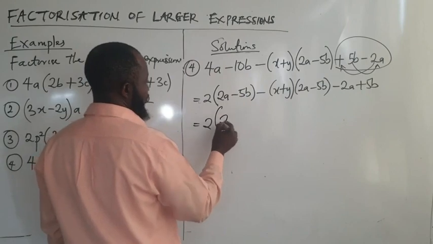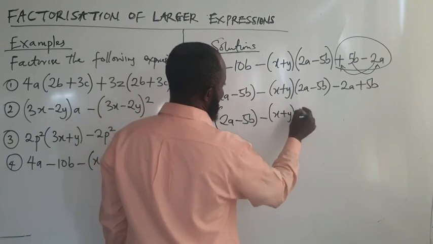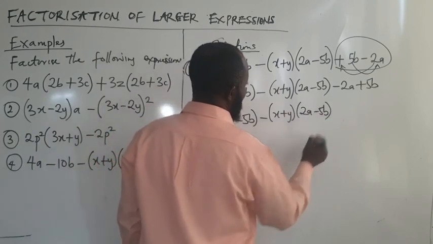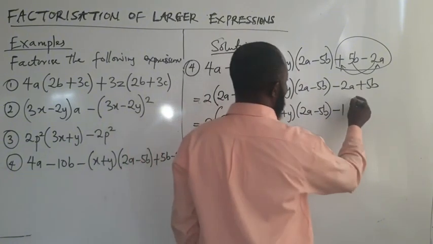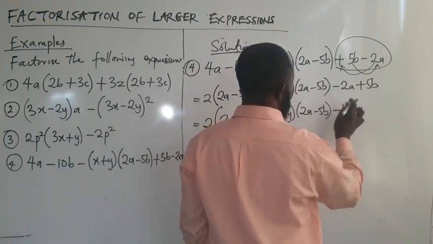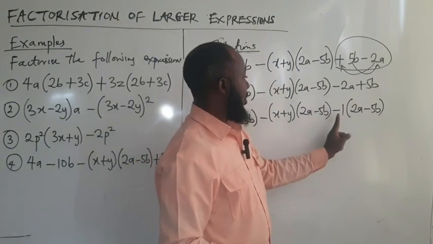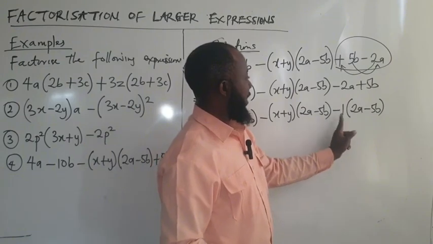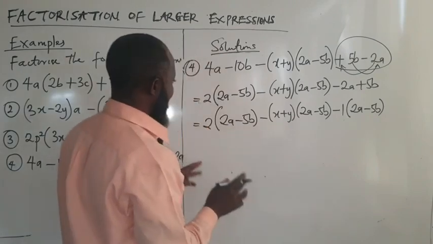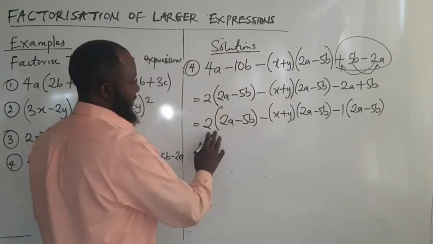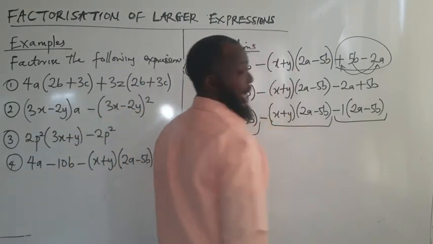2 into bracket 2a minus 5b, minus x plus y into 2a minus 5b. Then what is common to this is minus 1 into bracket 2a minus times plus minus 5b. If I open this now with this minus 1, I'll get this one. Minus 1 times 2a will be minus 2a. Minus 1 times minus 5b, minus times minus is plus, 1 times 5b is 5b. You can see, so I can now see what is common to everything. This is the first term, this is the second term, and this is the third term. I hope I'm making sense.